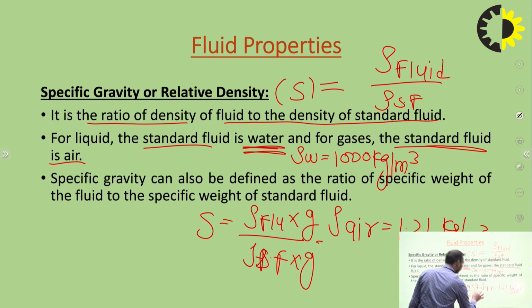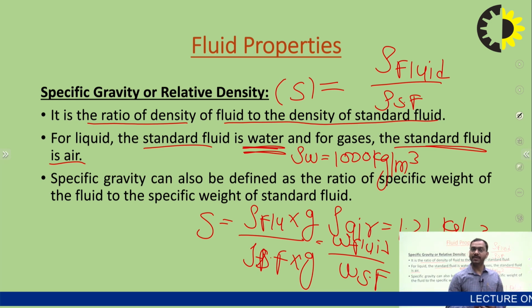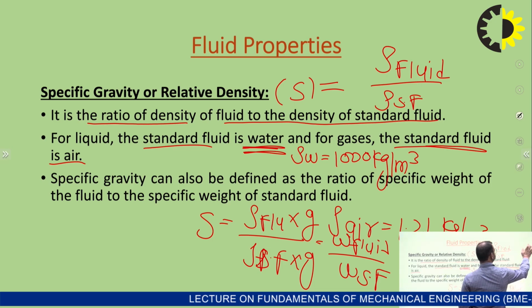We know that density of fluid multiplied by g is the specific weight of fluid. By using these two formulas, specific gravity or relative density is the ratio of density of the fluid upon density of the standard fluid, or specific weight of the fluid upon specific weight of the standard fluid. So by these two formulas, we can calculate the specific gravity or relative density of any fluid.